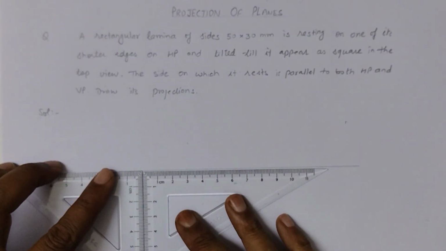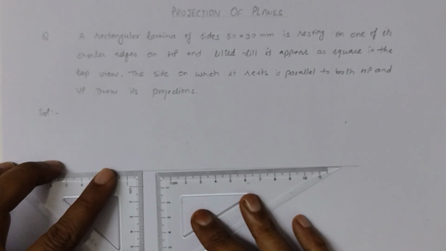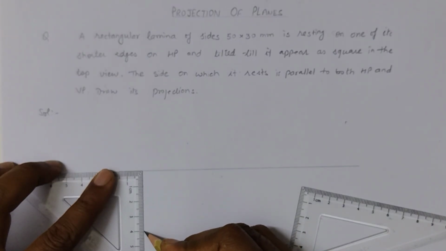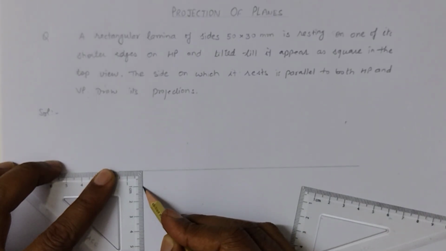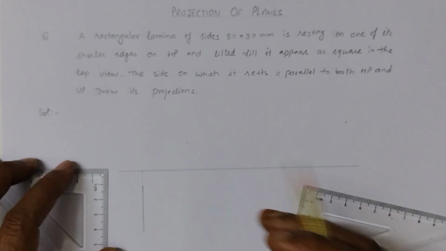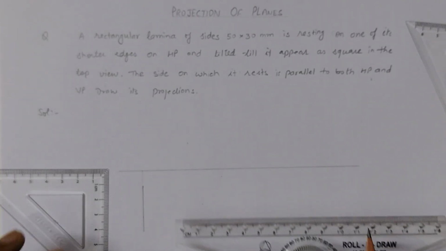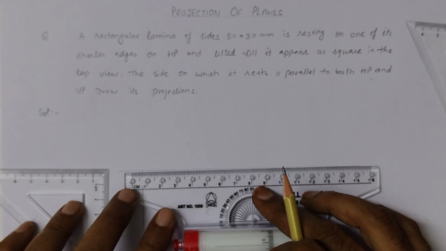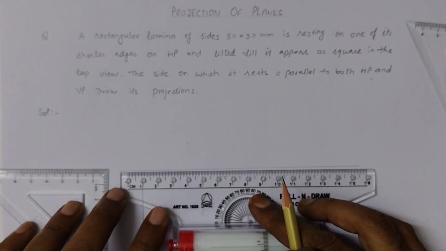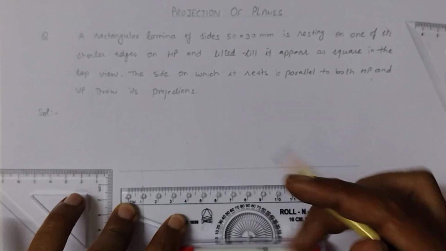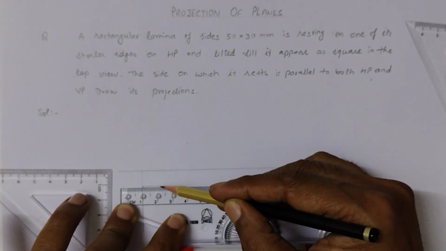for one edge, because we have to draw the rectangle in the top view as per the given size. So the size is given as 50 by 30. So we will mark the distance of 30 on this projector line. Then using the roller scale, we will mark the respective distance along this length as given, 50.